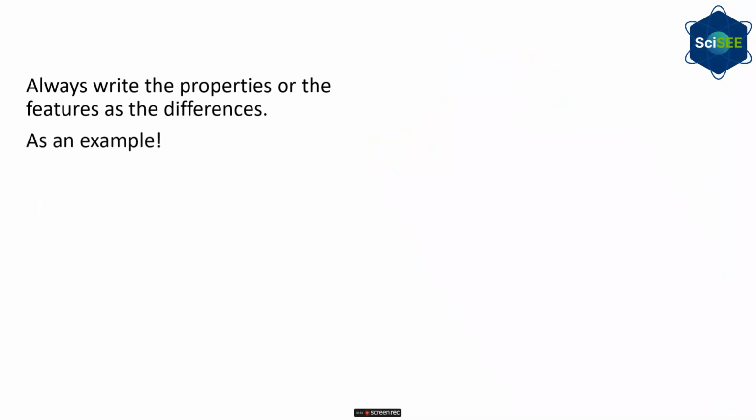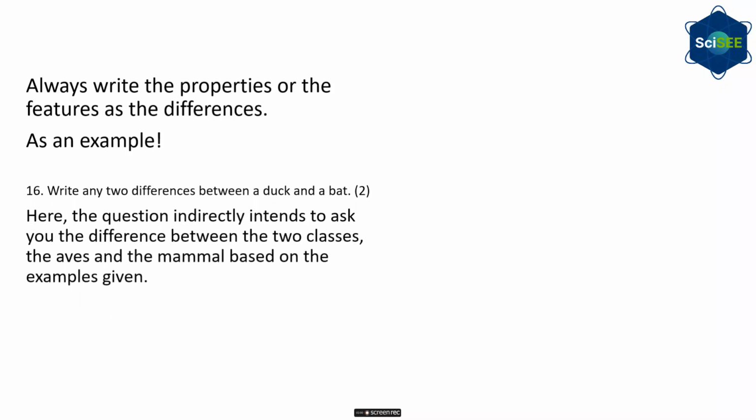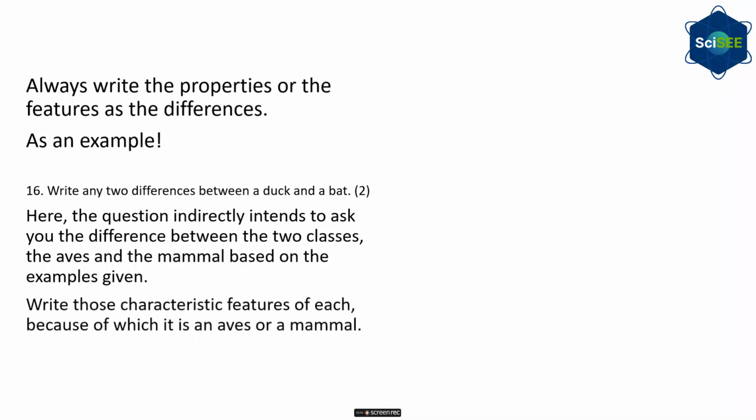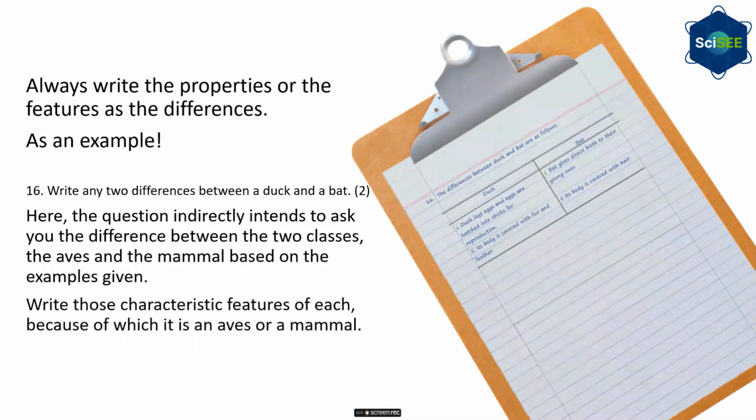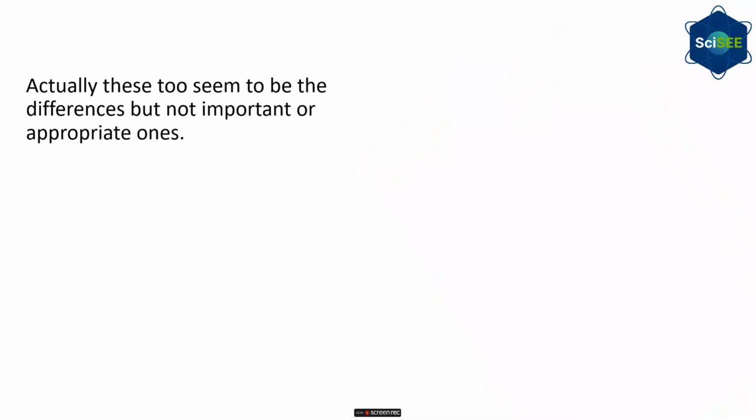As an example, 16. Write any two differences between a duck and a bat. Here, the question indirectly intends to ask you the difference between the two classes, the aves and the mammal, based on the examples given. Write those characteristic features of each, because of which it is an aves or a mammal. Actually, these two seem to be the differences but not important or appropriate ones.